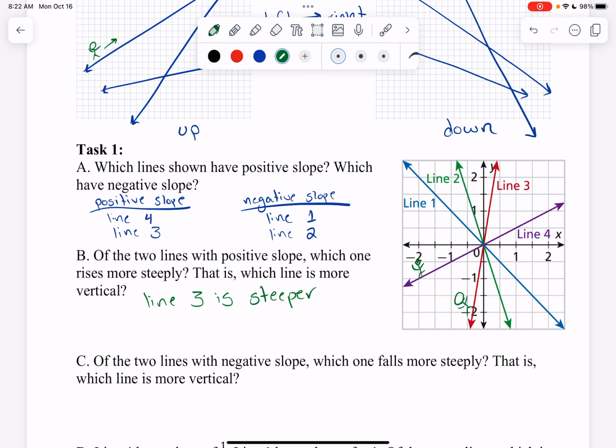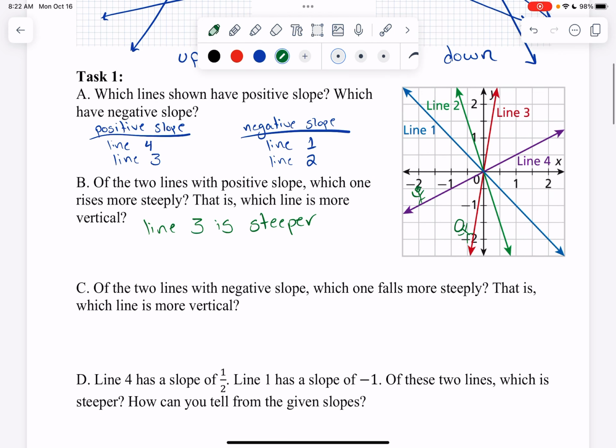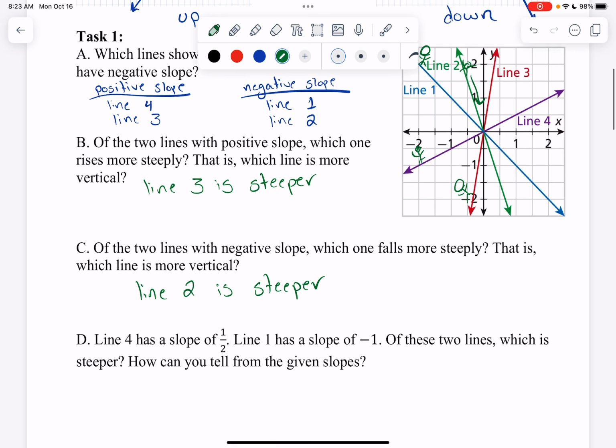For part C, of the two lines with negative slope, looking at line 1 and line 2, which one falls more steeply? That is, which line is more vertical? Again, think of a little guy on line 1 and a little guy on line 2. On line 2, he's darn near falling almost straight down. Not quite, but almost. So line 2 is steeper when it comes to our negative slope lines.